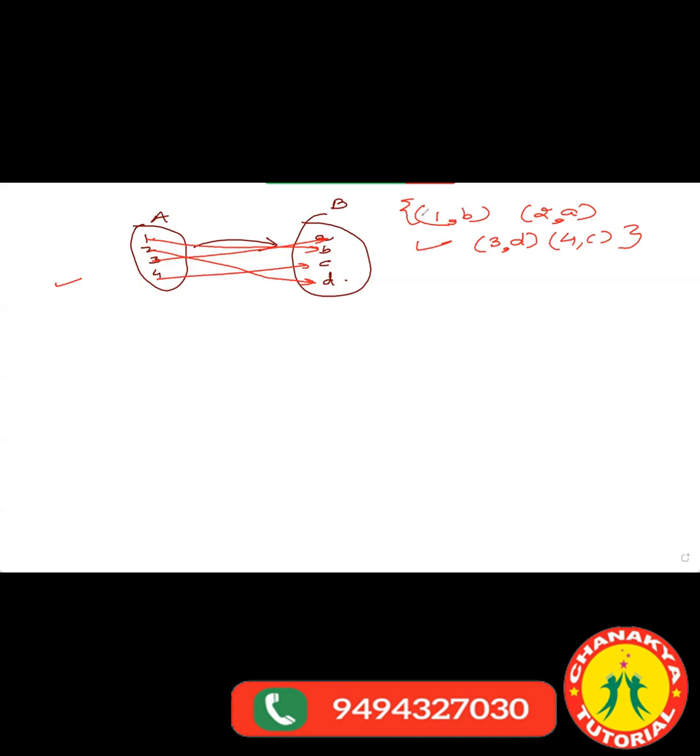So the first element of these ordered pairs (x, y), the values of x, represent what? Domain, right? And the elements of B are basically the range, or you can say codomain.